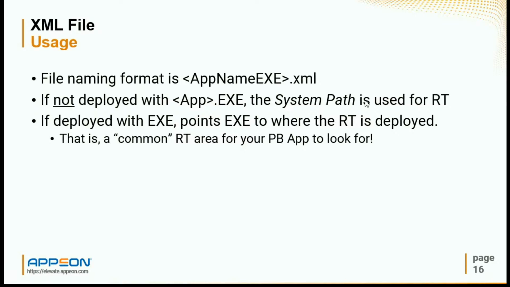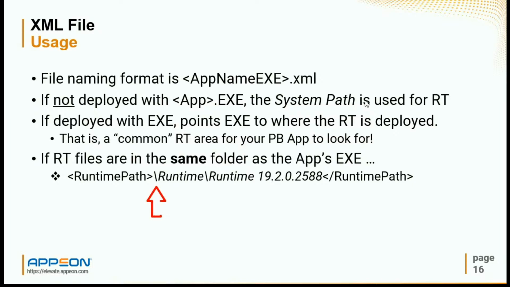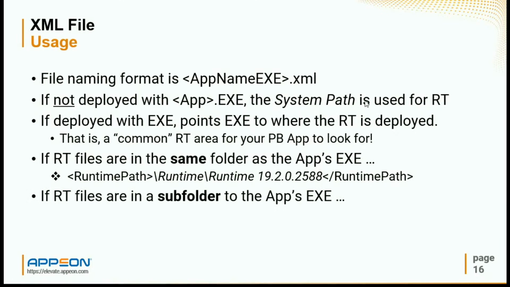It could be in some kind of a common runtime area, for example, off a shared drive. Or, for example, the runtime files could be in the same folder as the application executable. In that case, you're going to modify the XML file in the runtime path, removing the actual start of the path, and just give a symbolic /runtime, 192.02588, for example. And it'll look for the runtime in the same folder as the executable.